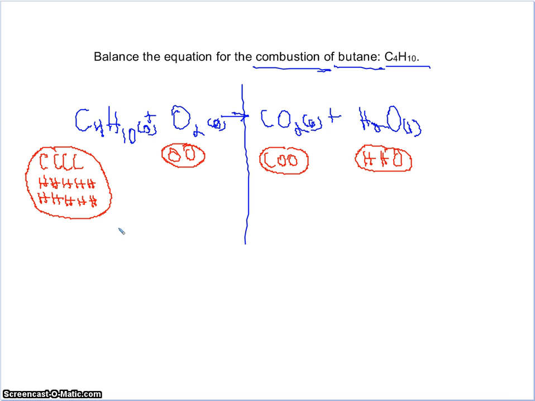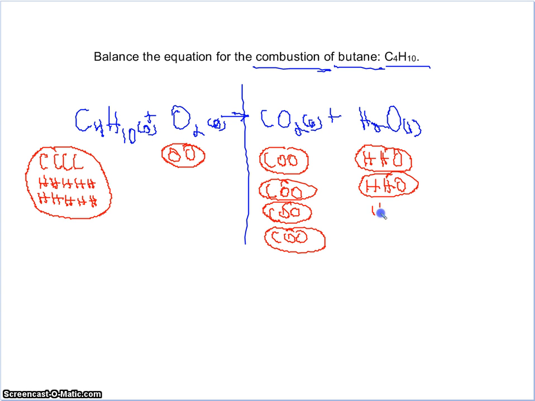Now, always do oxygen last, okay? Even if you're not doing the shortcut, always do oxygen last. So we can do carbon or hydrogen first. Let's do carbon. So there's 4 carbons here. There's only 1 here. So I'm going to add more carbon dioxide to balance out the carbons. So there we go. My carbons are balanced. Now I'm going to balance out the hydrogens. There are 10 here. There's only 2 here. So I'm going to add some more H2O.